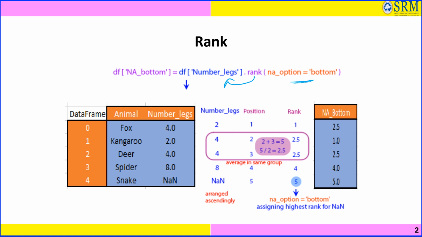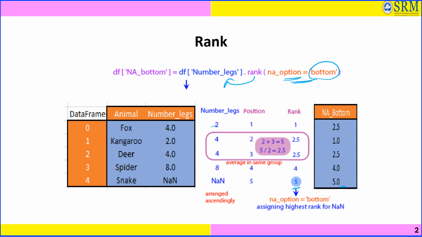So again, first you need to sort it out. Once you sort the number of legs, it becomes 2, 4, 4 and 8. Give the position: 1, 2, 3, 4, 5. And the ranking is also 1, 2.5, 2.5, 4 and 5. I have already seen it. But if you have any NaN position, that has to be given at the bottom, which means the highest. So in this, the first rank is 2.5, 2.5, 4, and this is given the fifth rank. So that's why fifth rank.